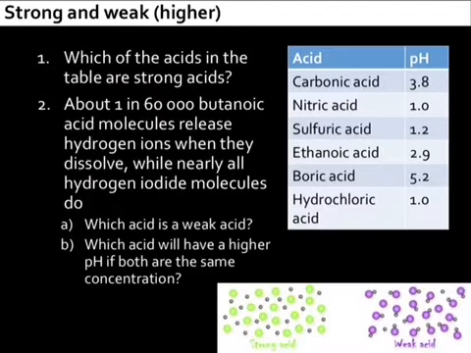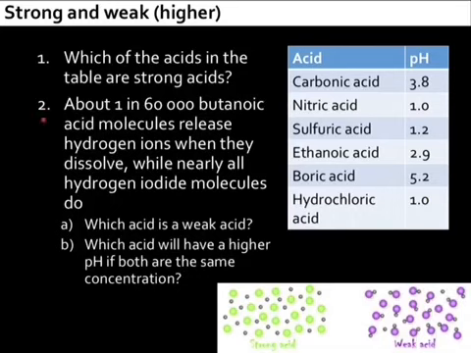How you could be asked this in the exam is to compare different acids to suggest if they are strong. Here we have a selection of acids. The lower the pH, the stronger the acid is. Therefore, nitric acid, sulfuric acid and hydrochloric acid would be our strong acids. Boric acid would be our weakest acid here.